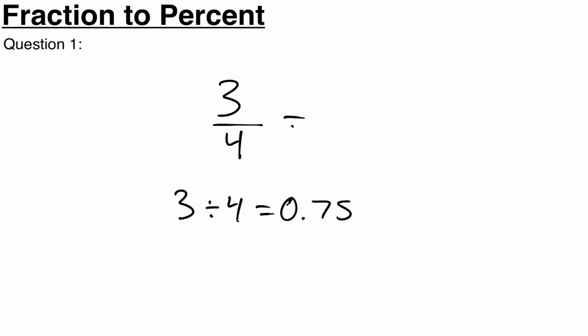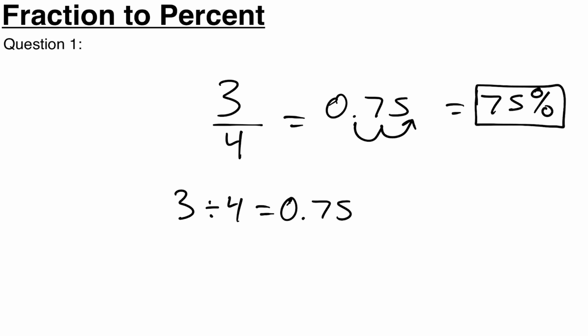And so we can write that next to the fraction sign. 3 over 4 is equal to 0.75. And now what I want you to do is multiply the decimal by 100 or move the decimal place 2 places to the right. So 1, 2. And that's going to make our final answer 75. And then don't forget to add the percent sign, and our final answer is 75%.